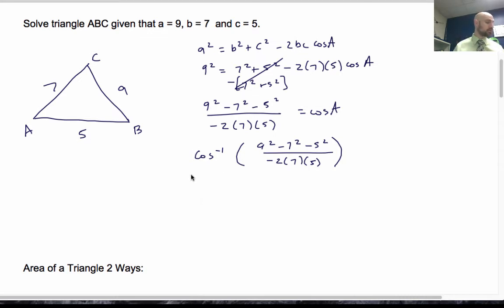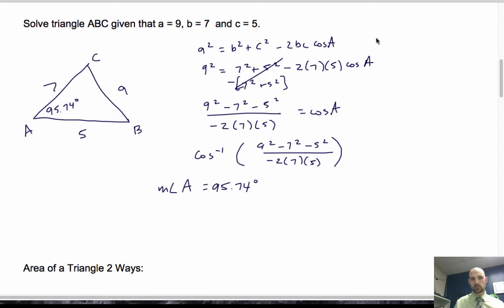So when I solve for angle A, let's see what I got. Should be 95.74 is equal to angle A. Measure of angle A is equal to that. All right, so I've got 95.74. Would love to use the 180 fact, but I can't yet. So I'm going to have to use another variation of the law of cosines.